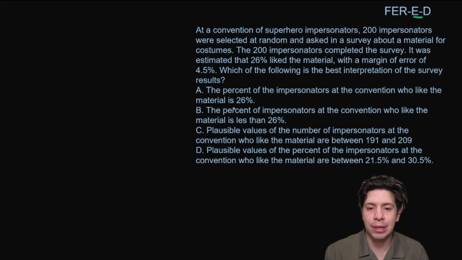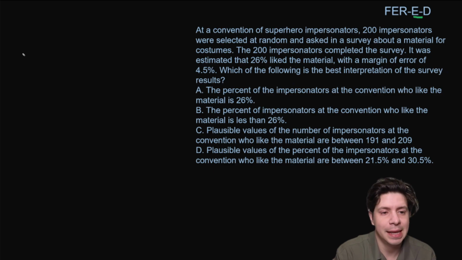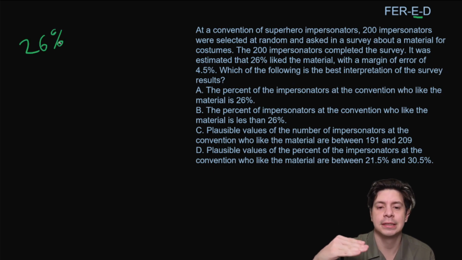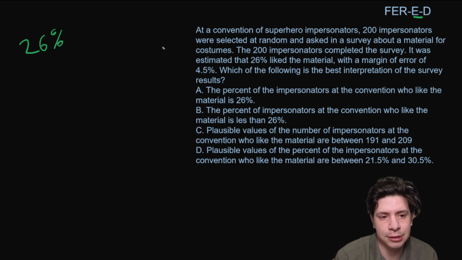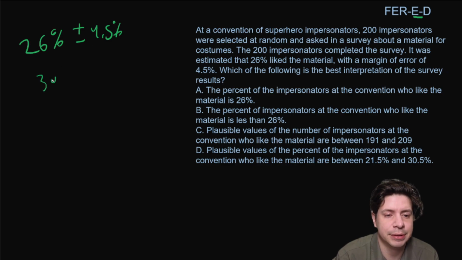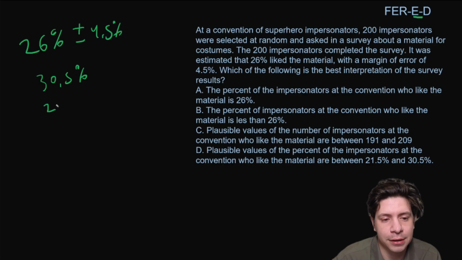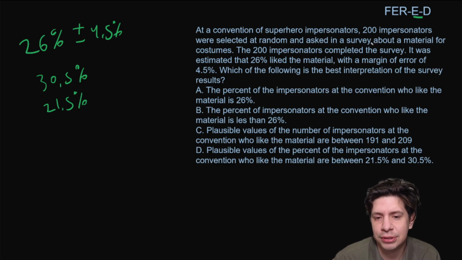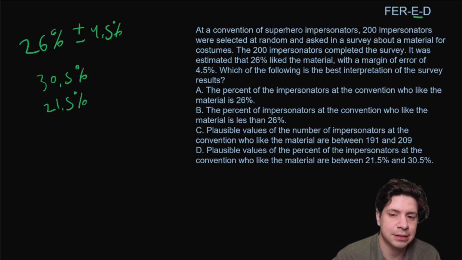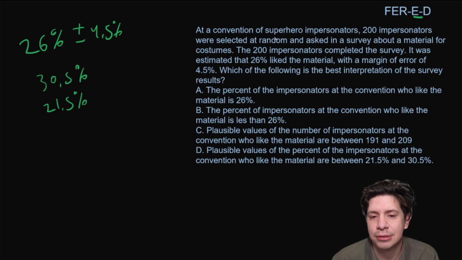So this is just about knowing the basics of margin of error. And the basics are that when you're given margin of error and mean, the margin of error is plus and minus the value they give you. So it's going to be 26% plus or minus 4.5%. So that's going to be 30.5%. And then when you subtract 4.5, you're going to get 21.5%. So you should fall somewhere between there, right? And there are 200 impersonators, but I don't think that is actually going to matter that much. The thing that matters is that they're random.